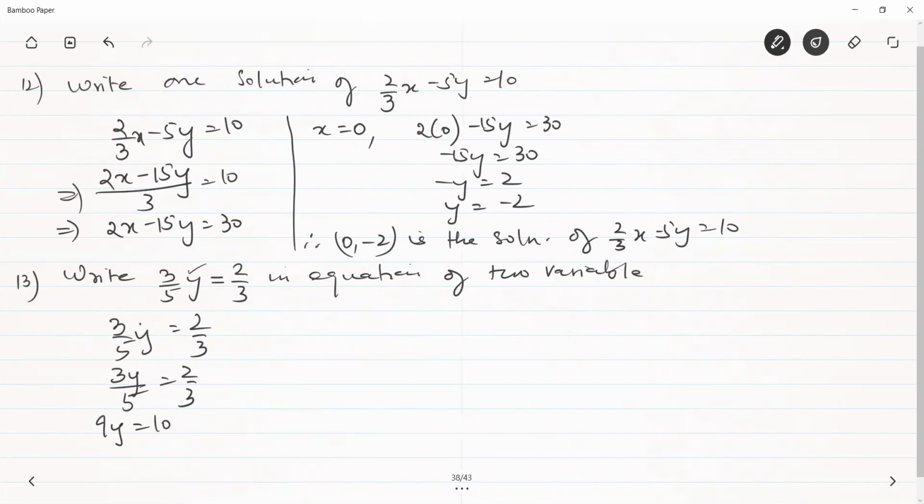Now this is the equation with one variable. Now how can you make this into two variables? You can write 0x plus 9y is equal to 10. So this is the equation, the required equation. Okay, the next one.